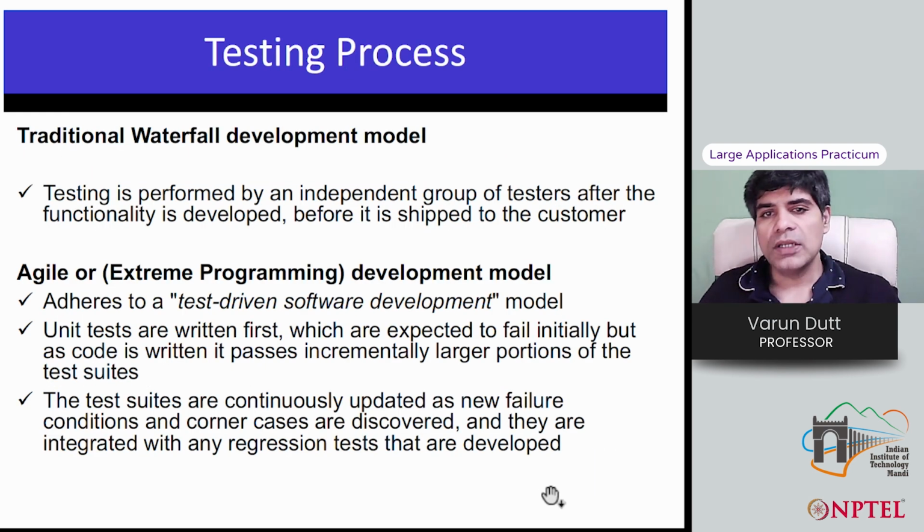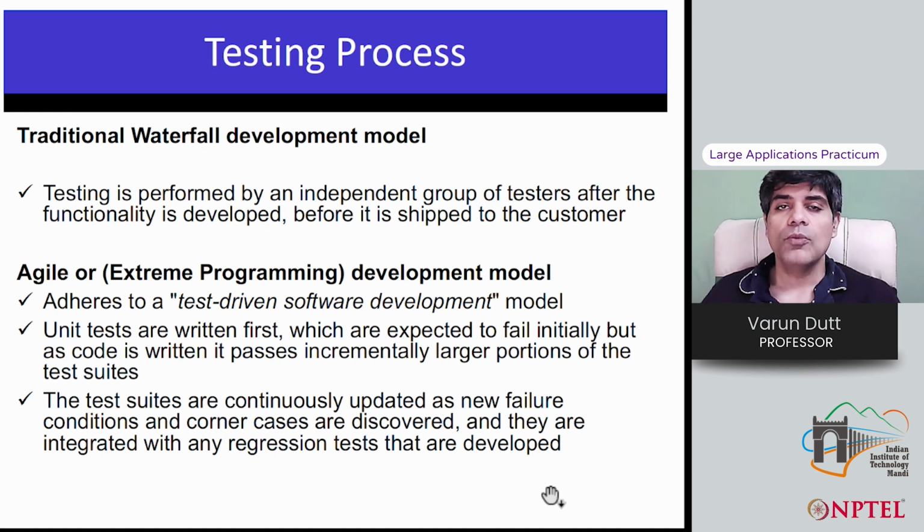There are different models of software development. One famous model is the traditional waterfall model. Testing is performed by an independent group of testers after functionality is developed, before it is shipped to the customers, and everything happens in a sequential manner. We start out doing analysis, then design, then coding, then testing, and then delivery of the software. But we only do it once.